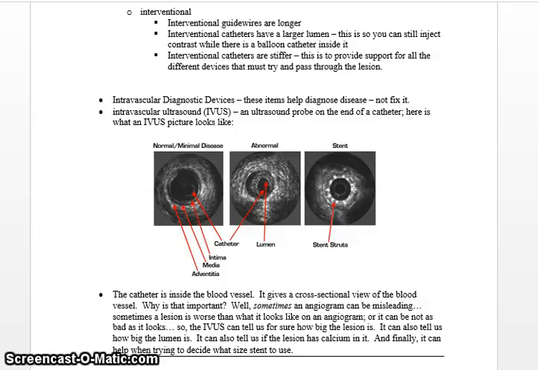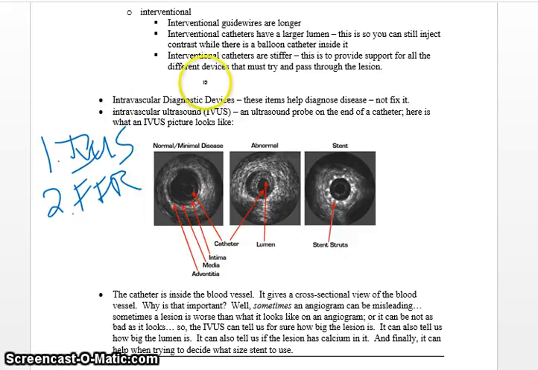Okay, moving on to intravascular diagnostic devices. And there are 2 of these that we deal with. The first one is IVUS, and the second one is FFR. And so we are talking about IVUS here now. So IVUS, again, is intravascular ultrasound. So this is an ultrasound probe on the end of the catheter. And here's what an IVUS picture looks like.